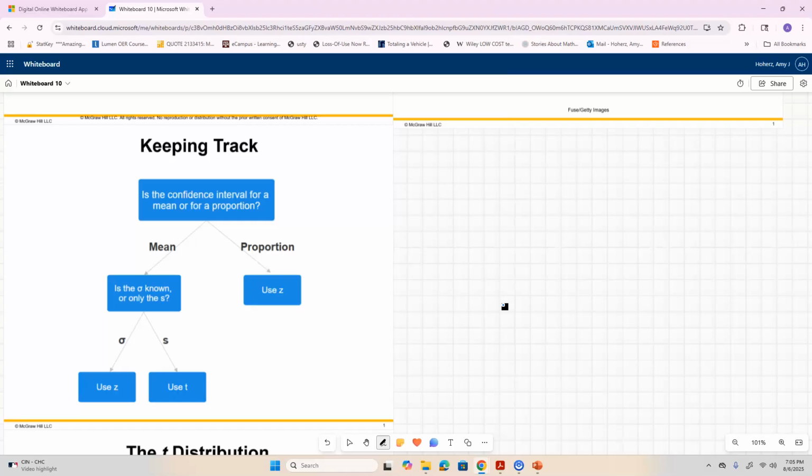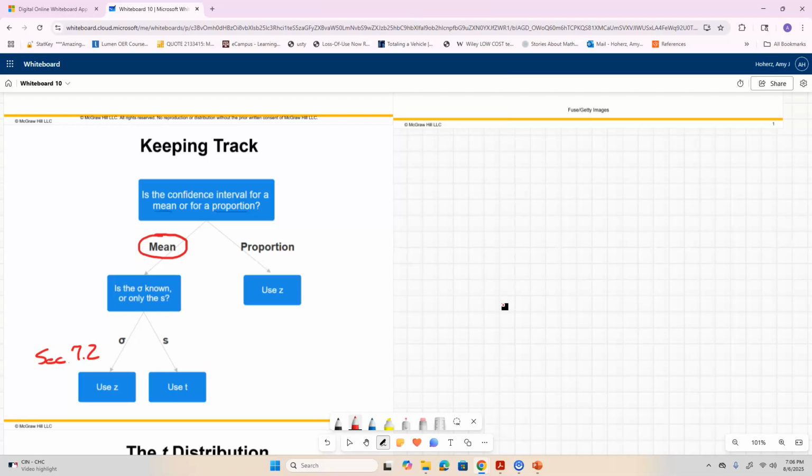Okay, so your first question when you're looking at a confidence interval is, are you doing a confidence interval for the mean, or are you doing a confidence interval for the proportion? In this case, we haven't done any on proportion yet, but before, in section 7.2, we had the mean, but we knew the sigma. And if the sigma is known, then you're going to use Z. That's what we learned in section 7.2.